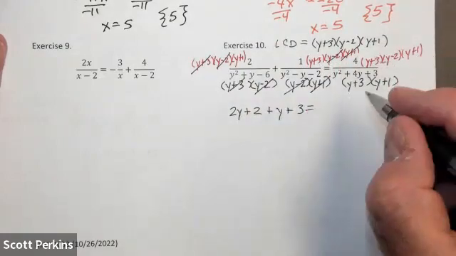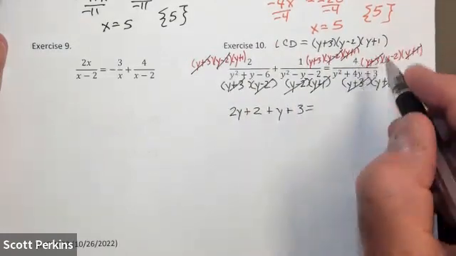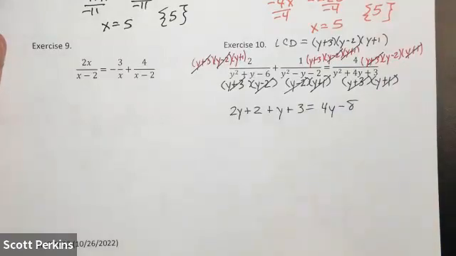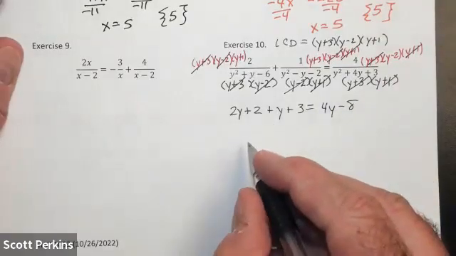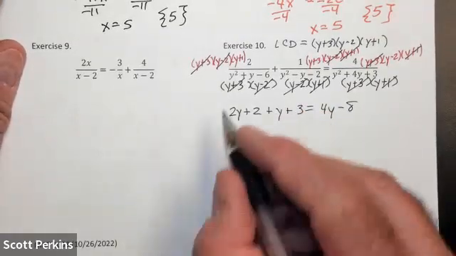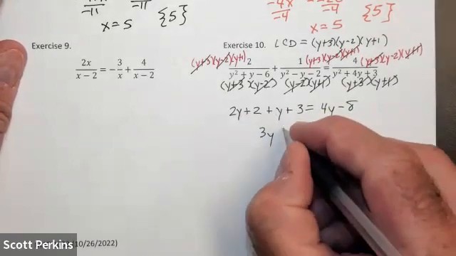And then the other fraction, the y plus 3's cancel, the y plus 1's cancel, and I have 4y minus 8. That's the hard part to this problem. That's definitely difficult. You won't convince me otherwise, but the rest of this is familiar to us. 2y plus y is 3y. 2 plus 3 is 5.